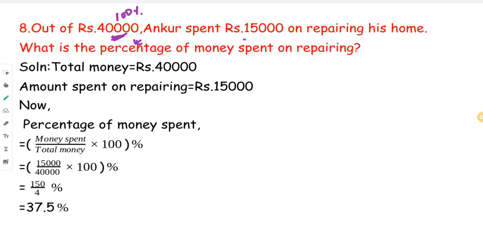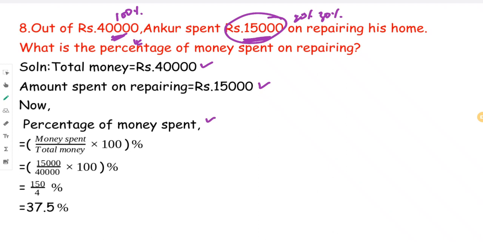Now he spent this 15,000, but remember we have to find it in terms of percentage. This amount of money spent might be what, 20%, 30%, maybe even 40%. We don't know, so we have to find it in terms of percentage. Okay, so let's start. Total money he had was 40,000. Money spent on repairing is this much, right? Now let's find the percentage of money spent.